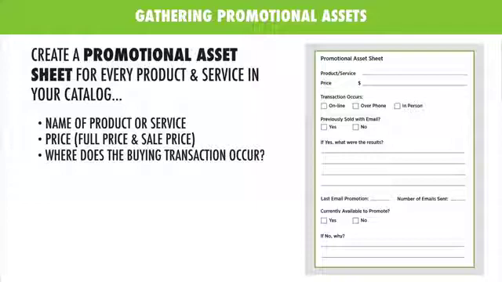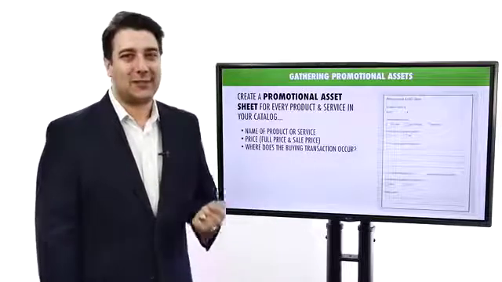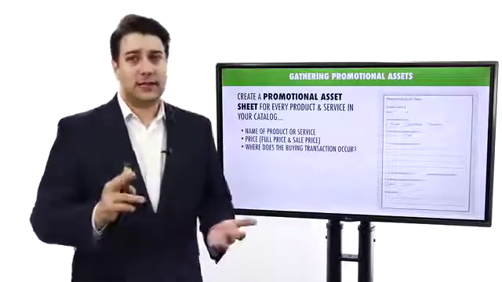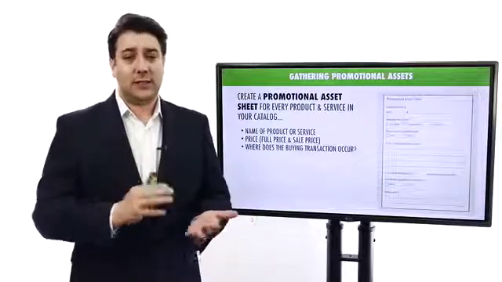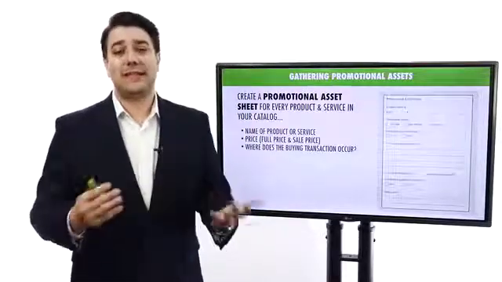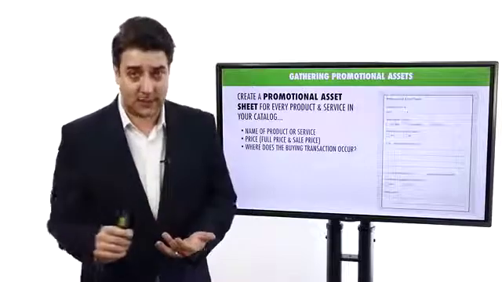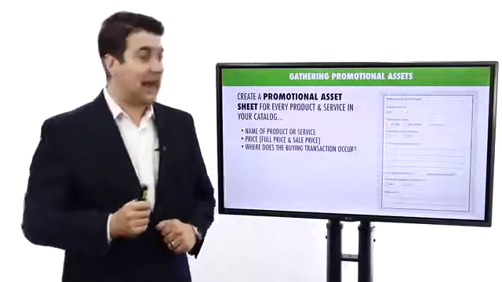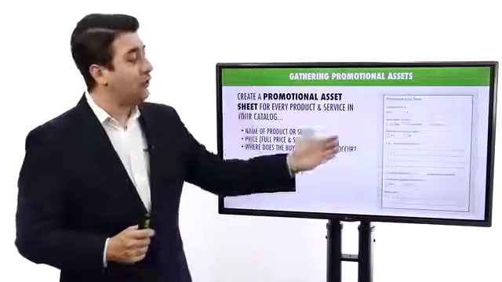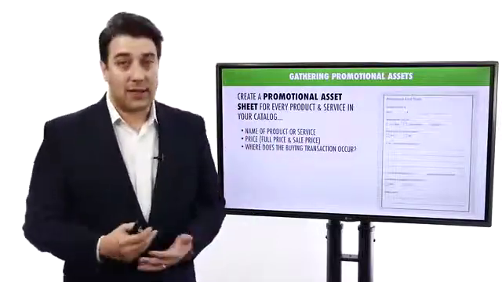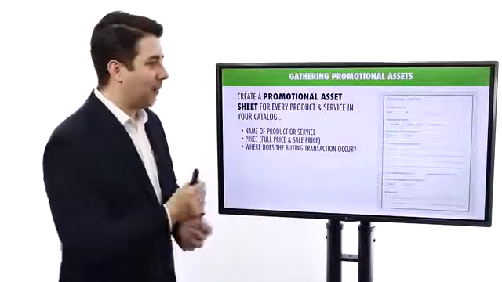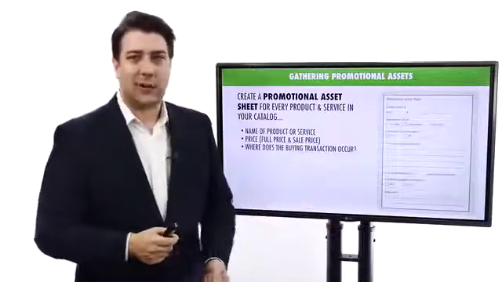Next, and this is so important, right? So important. Where does the buying transaction occur? Where does it happen? Is it online? Is it in person? Is it over the phone? Is it someplace else, right? If there's someplace else the buying transaction occurs, pencil that in and let me know so that I can add it to the sheet. But I'm pretty sure maybe a webinar, maybe a teleseminar or an online meeting could happen, or at an event, which would still be in person.